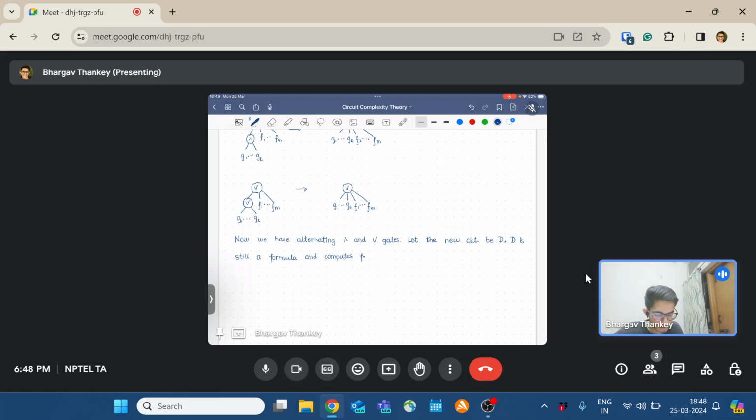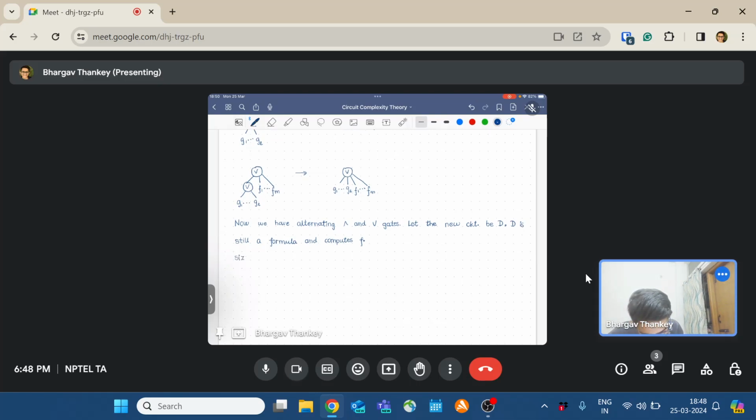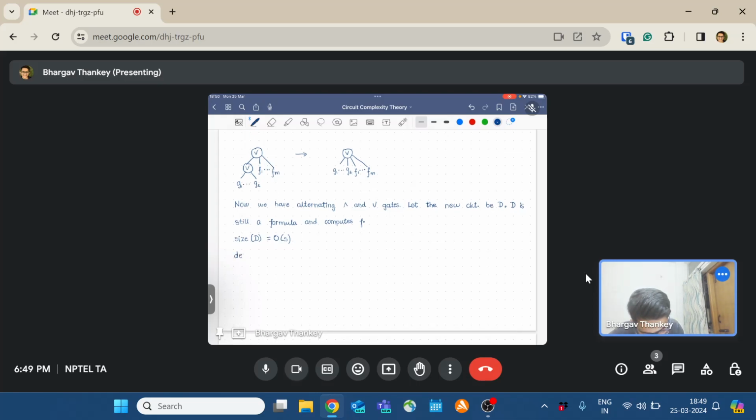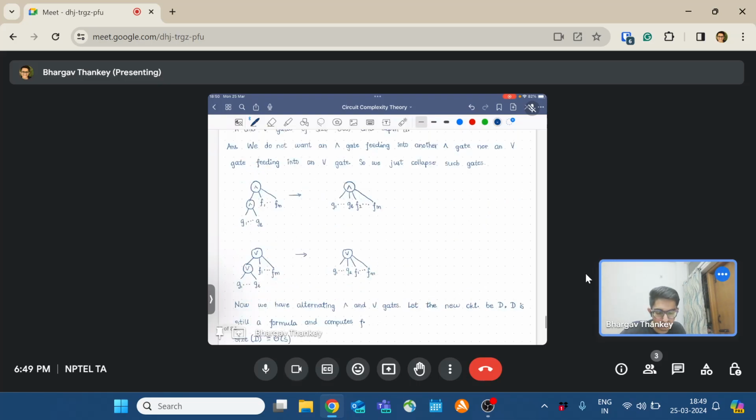Now we need to look at the size and the depth of T, right? So size is order S. Why? Because all we are doing is collapsing gates, right? So the number of gates can't go up; it can only go down. So the number of gates is still order S, like 2S at most, and the depth is less than or equal to D because again, when we are collapsing gates, the depth doesn't increase, right? So it's an equivalent formula with size order S, depth D. So this is all we need. Is this fine?